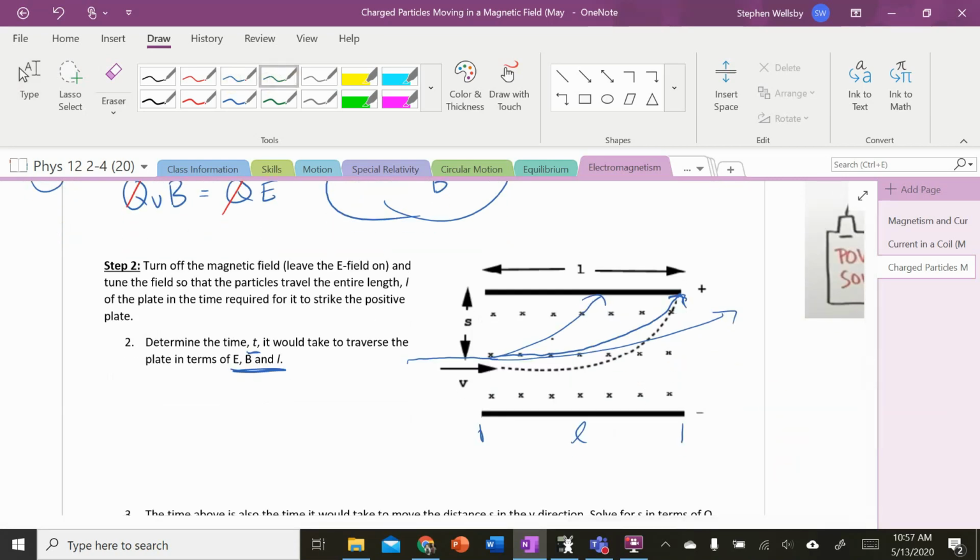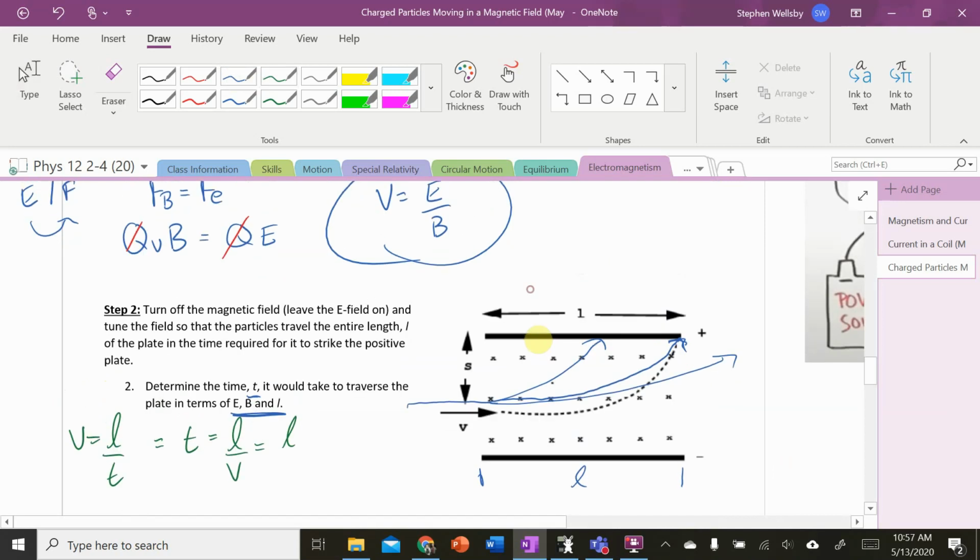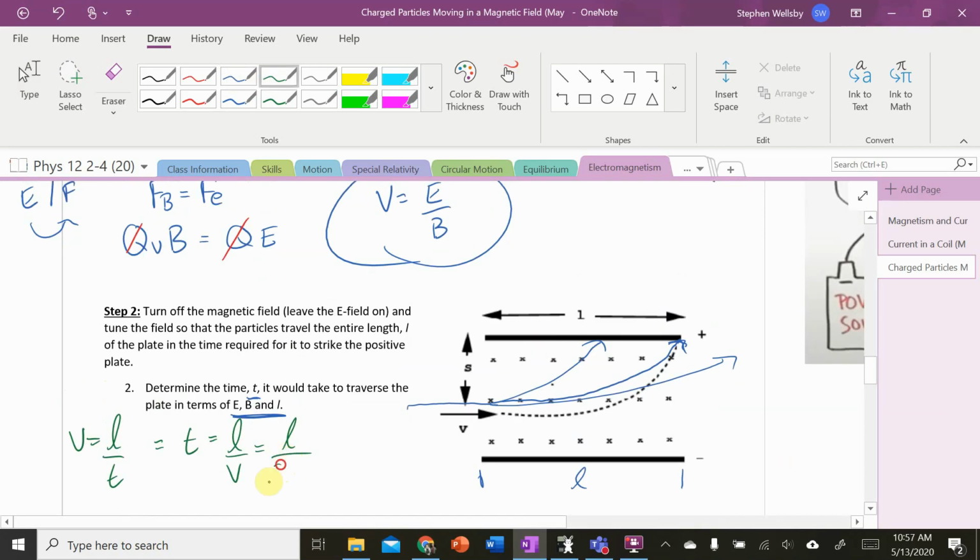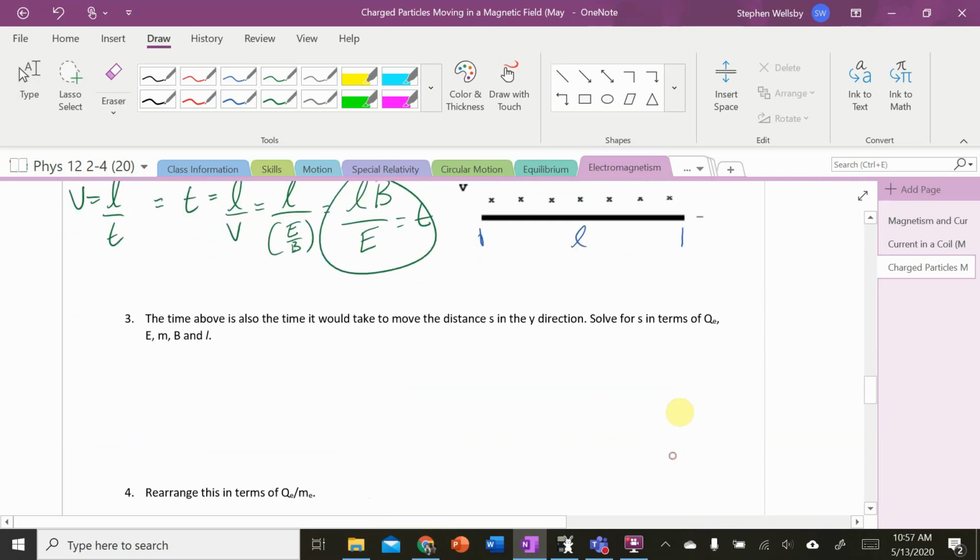Okay, so we know in general that velocity equals distance over time. For distance, I'm going to use L because that's what we're using in this example here. And so t is going to be L over V, and we know V is E over B, so L divided by E over B, which is the same thing as LB over E. So this is our second formula: t equals LB over E.